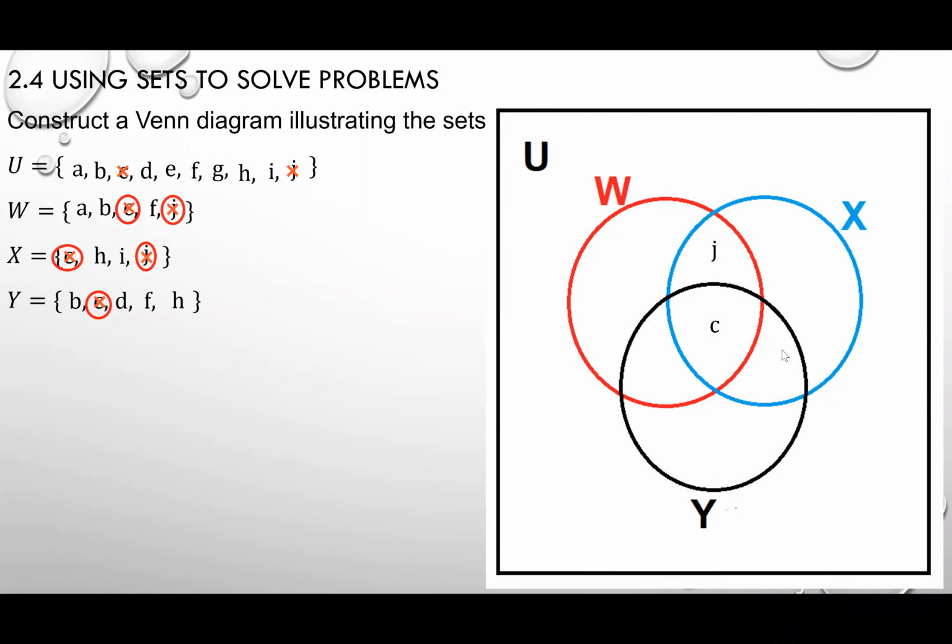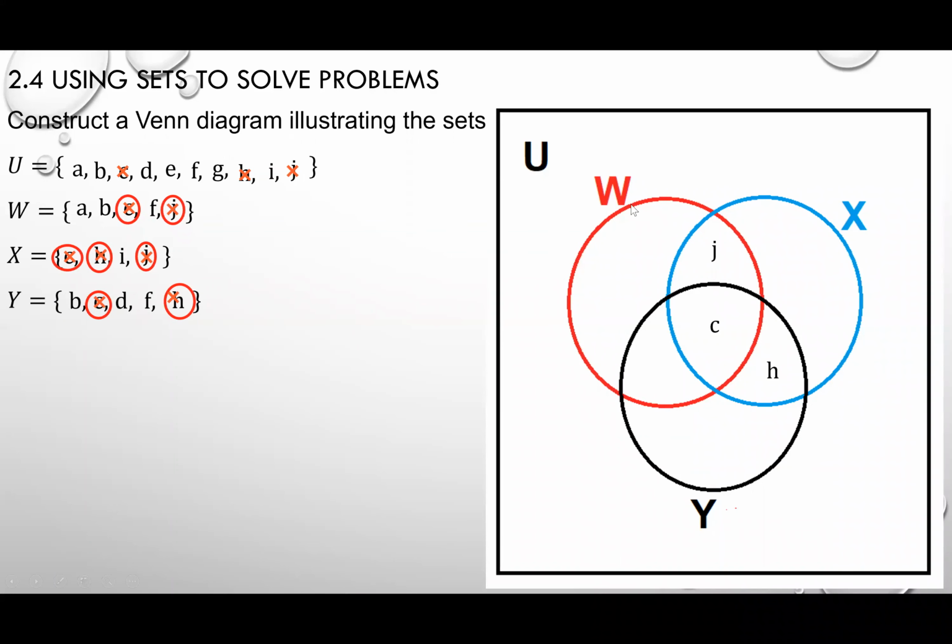Now I want to go here, which is X and Y. Between X and Y, do I have anything in common other than the C? So you can see that we have an H. Again, once I use it, I don't want to reuse it. Do you agree that my H is in this region here?